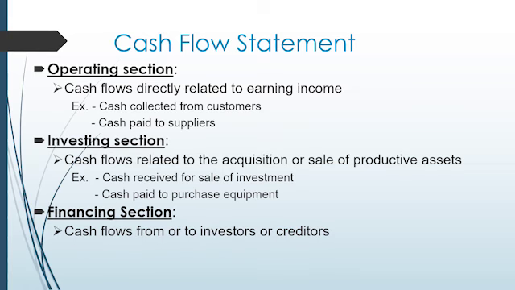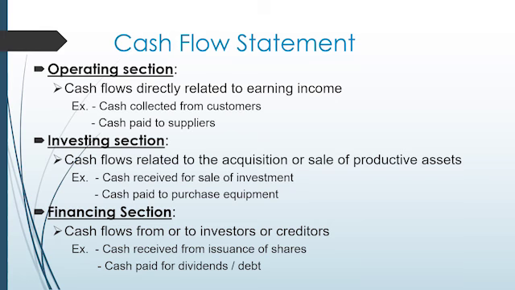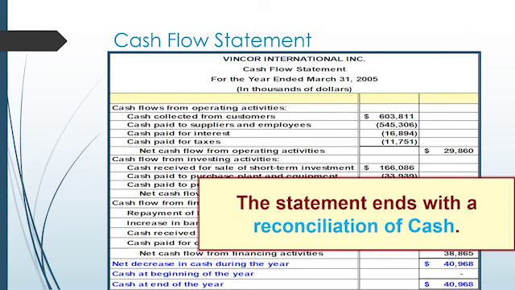The financing section contains cash flows from or to investors or creditors. For example, cash received from issuance of shares and cash paid for dividends or cash paid for debt. And the cash flow statement always ends with a reconciliation of cash. So you can see here is the net decrease in cash during the year, which is the sum of the whole thing here. And the cash at the beginning of the year, plus this, equals cash at the end of the year.